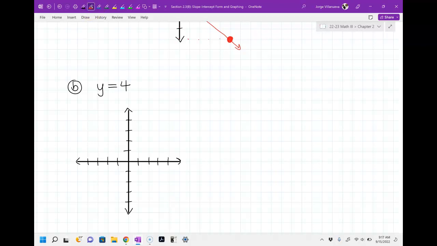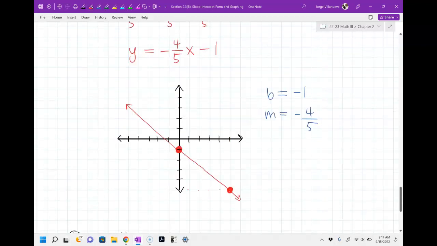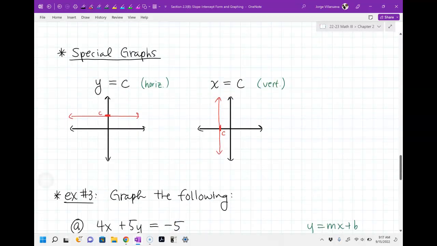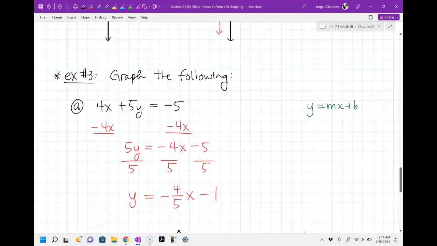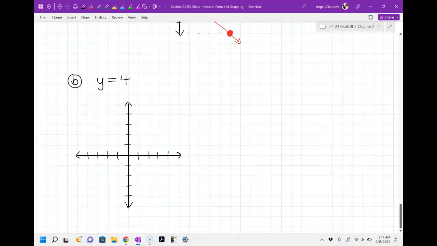So to graph y equals 4, is there a slope here? No, right? There's no mx. There's no x value. So that just means I get to start not at 0. Remember, y equals 4. According to the definition, y equals c, you start at c on your y-axis. For x, you'll start at c on the x-axis. So where do I start on the y-axis? At 4. And then just draw a horizontal line. And that's it. That's all.